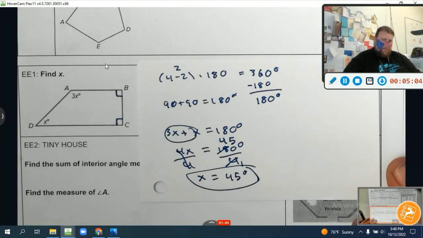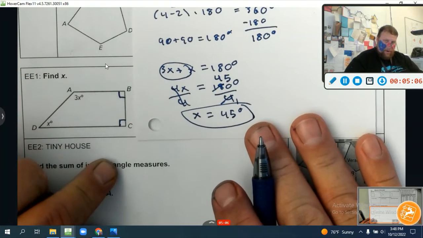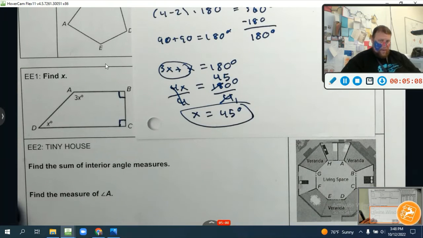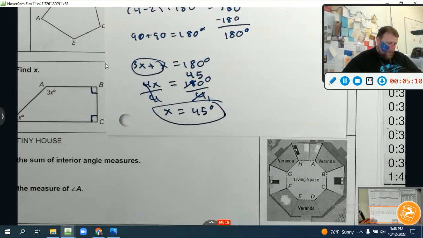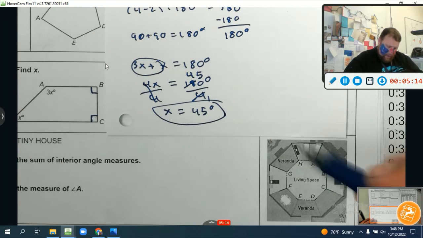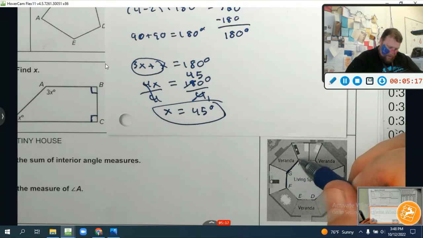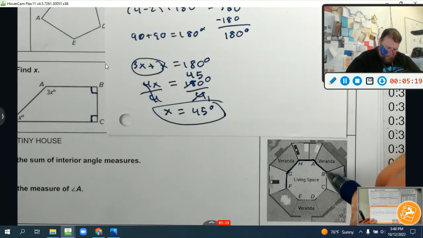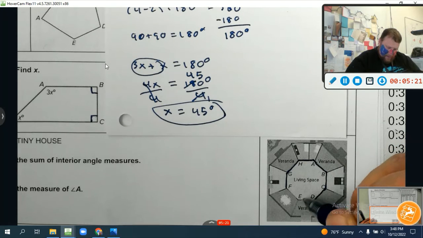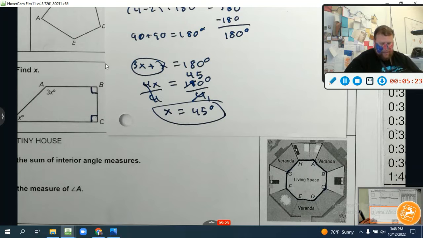Again, pause this. I'm going to move this up here. I'm going to use a different card for the next one. We have this tiny house problem. It says find the sum of the interior angle measure. Well, this is a, let's see, 1, 2, 3, 4, 5, 6, 7, 8, 8-sided figure.